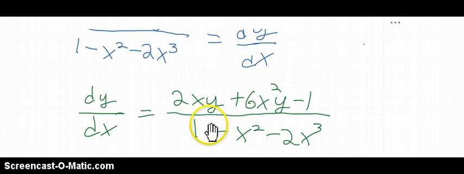Now, if this question was asking for the slope, it would give you an x and y coordinate point. You would take these two numbers, your x and y coordinates, and you would plug them into x and y respectively, therefore giving you your slope at that given point.